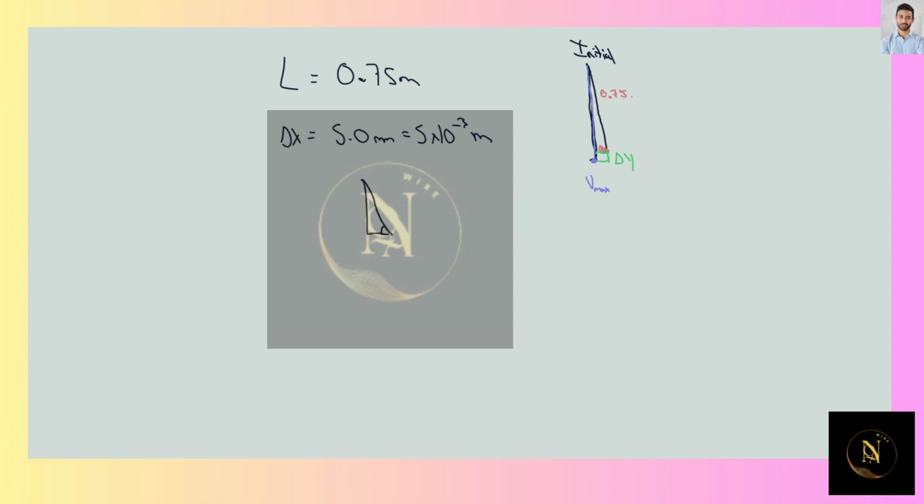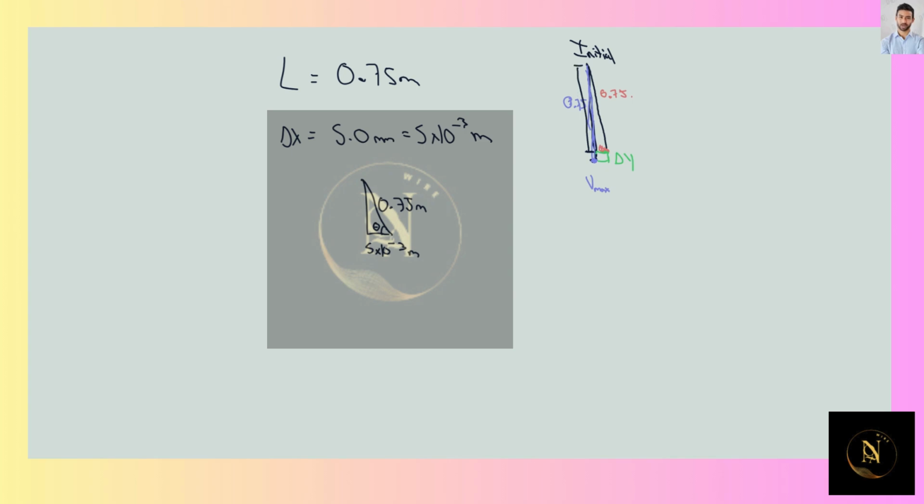we're going to have this angle theta. Over here, we're going to have 0.75 meters as a hypotenuse, and down below, 5 times 10 to the minus 3 meters. So what we want to know is the change of height corresponding to the normal condition. Remember that since this is attached to the string, the total length over here is going to be 0.75 meters as well.